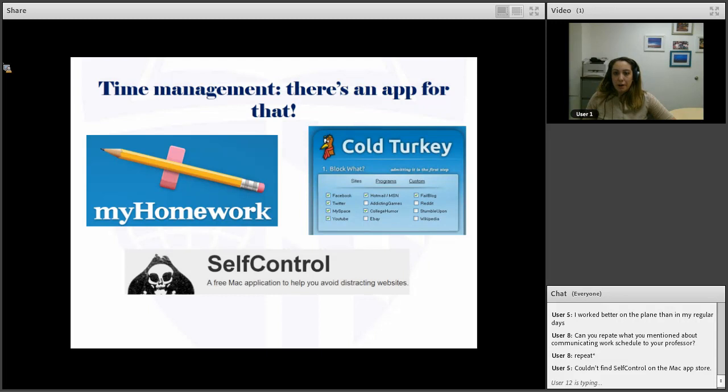It's really not there anymore? I don't have a Mac with me right now, so I have a full list of apps I could send to you guys later if you're interested. Just email me and I'll send you a full list of apps.